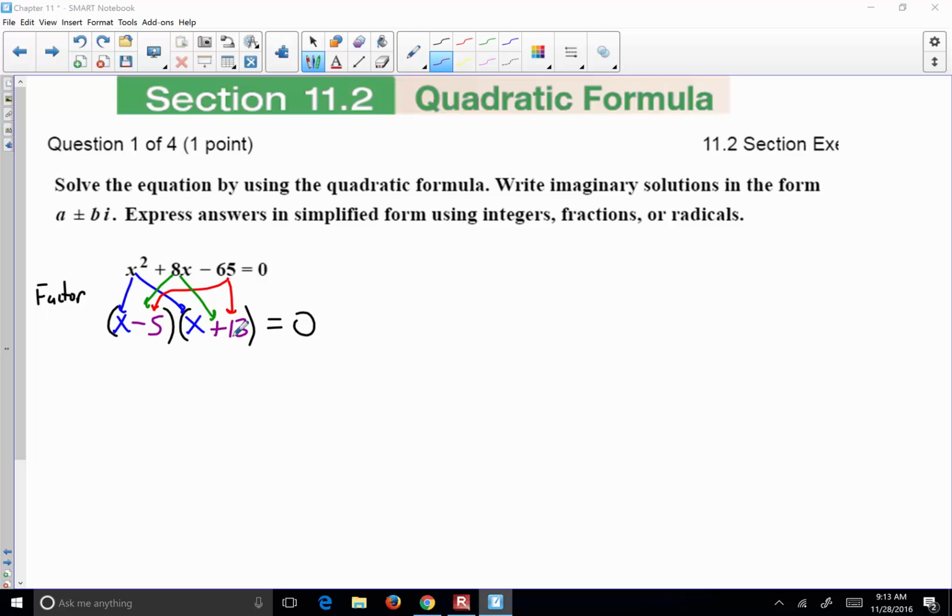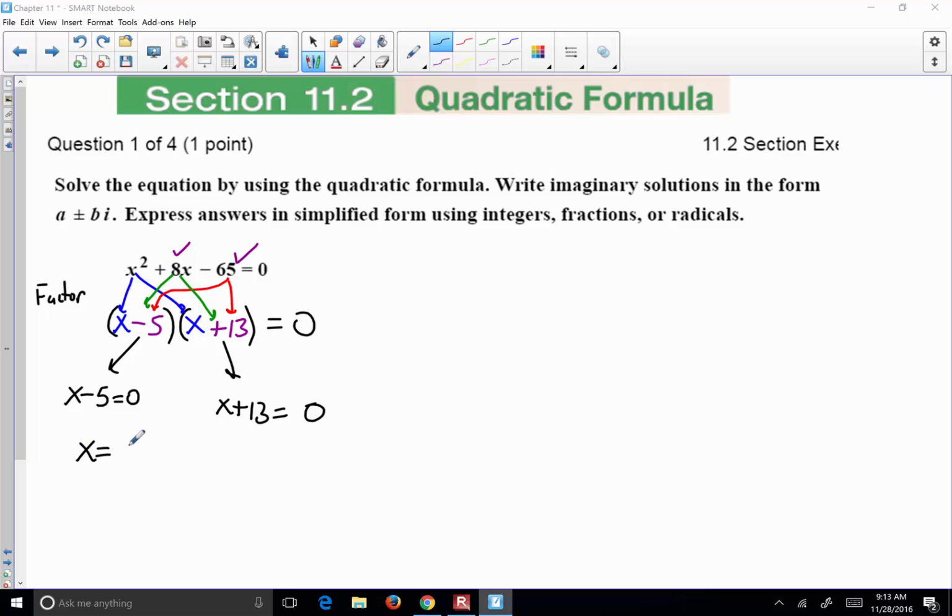Look, 5 times 13 is 65. Negative times positive makes minus 65. Check. Add these: 13 take away 5 is 8. Check. We are all good. So this is a 30-second question. All numbers are picked well. So we were lucky. And all you need to do now is set each piece to 0. Factor and set it to 0. That's the method we do in chapter 6.